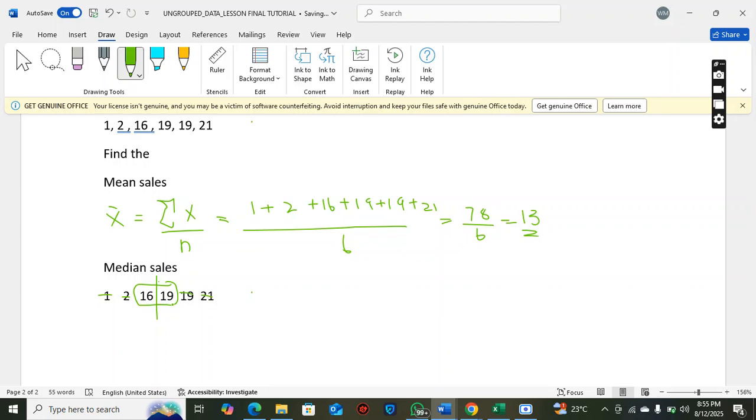So 16 plus 19 divided by 2. Okay, you have solved everything. 17.5. So that is our median here. 17.5. So 50% of the sales are below 17,500.